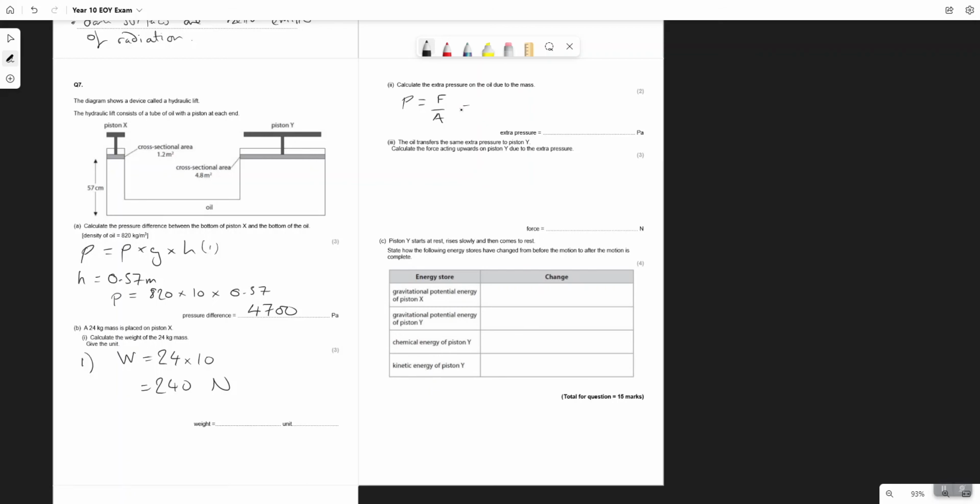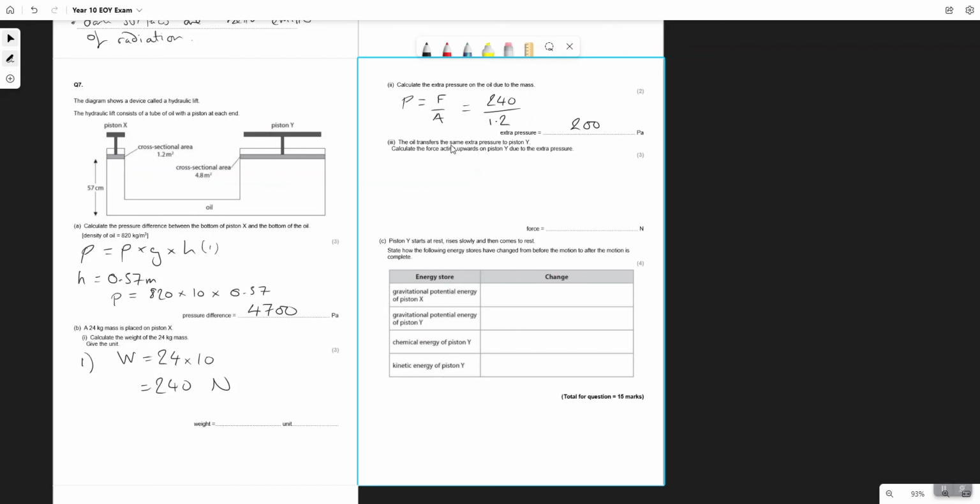So we substitute that in. So we've got 240 over an area of 1.2. So we get 200 pascals. So 1 mark for substitution into the formula, 1 mark for evaluating.